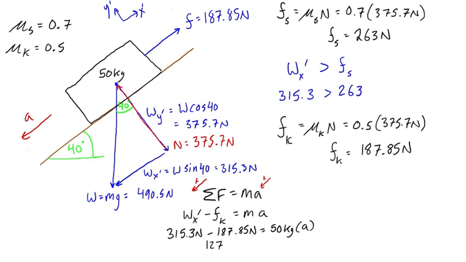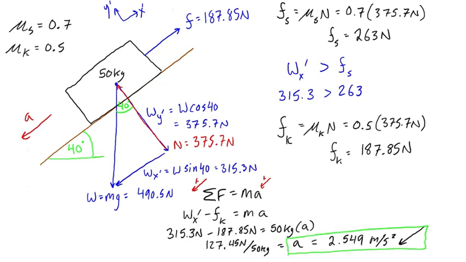The subtraction gives us 127.45 newtons divided by 50 kilograms is equal to a. And if we just do that division, we're going to find that the acceleration is 2.549 meters per second squared in the negative x direction, basically down the ramp like that. So let's throw a box around that, and that is our final answer.